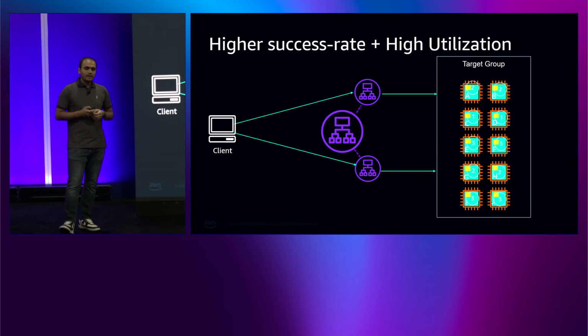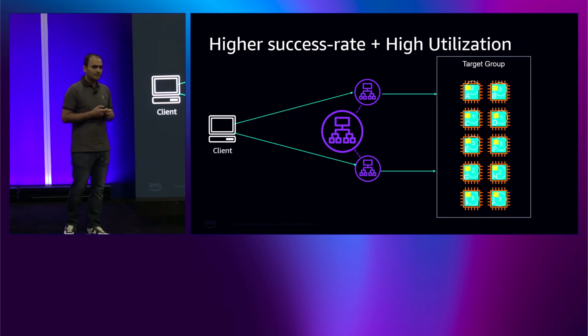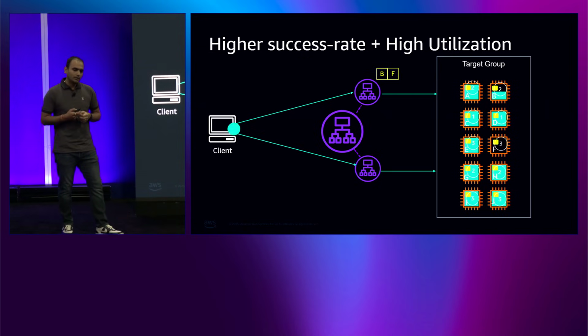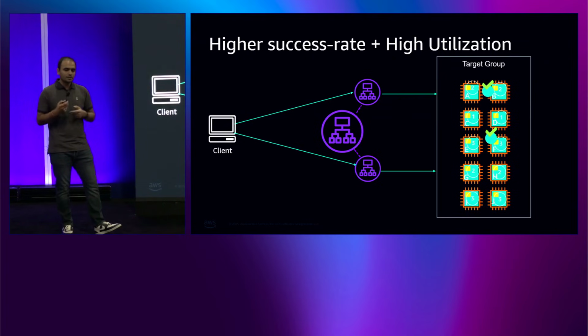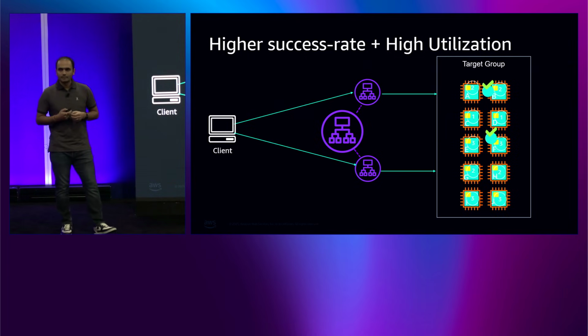And so we can expect 2 outcomes from Target Optimizer. One is that we can expect a very high request success rate. And that is because we know for certain that when a request arrives at the load balancer, it will go to a target which will have the capacity to process that request. It will not go to a busy target. So the overall request success rate goes up, your error rate goes down.